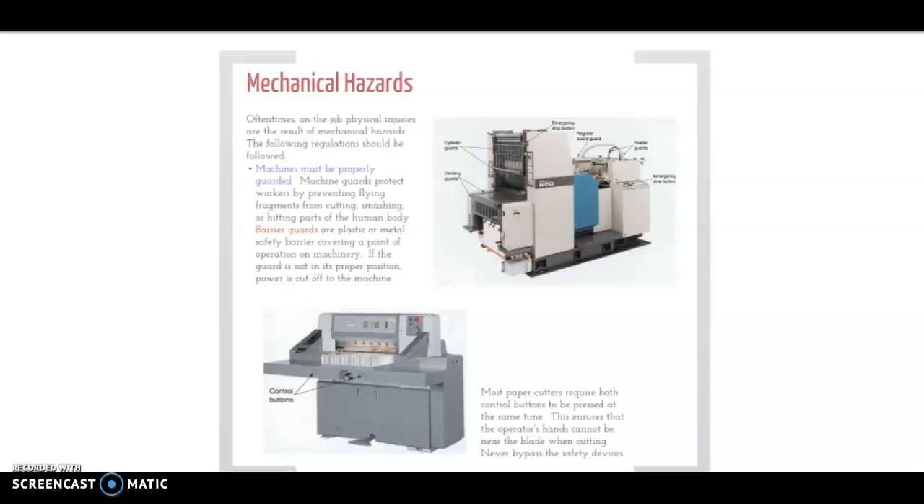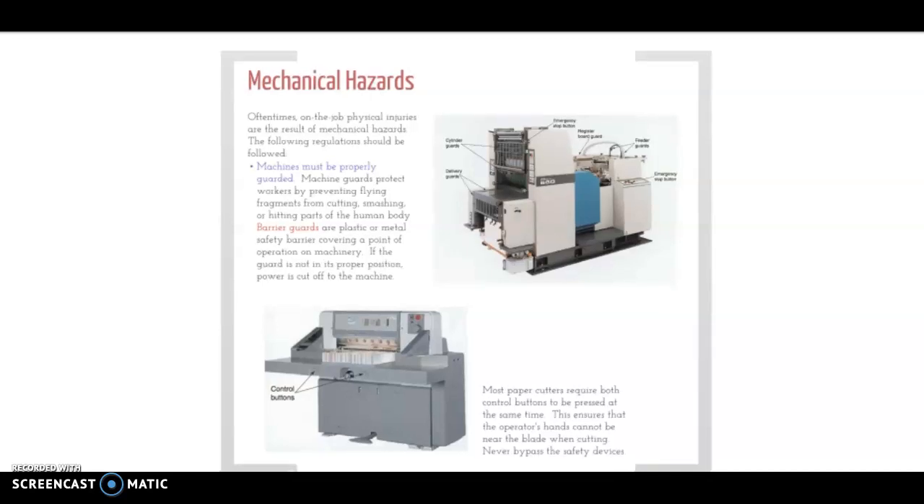Mechanical hazard. Oftentimes on-the-job physical injuries result from mechanical hazards. The following regulations should be followed. Machines must be properly guarded. Machine guards protect workers by preventing flying fragments from cutting, smashing, or hitting parts of the human body. Barrier guards are plastic or metal safety barriers covering all points of operation of the machinery. If the guard is not in the proper position, power is cut off to that machine. Most paper cutters require both control buttons to be pressed at the same time. This ensures that the operator's hands cannot be near the blade when cutting. Never bypass safety devices.